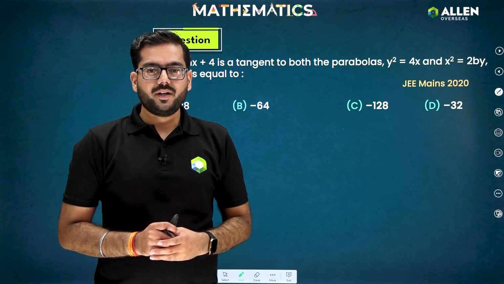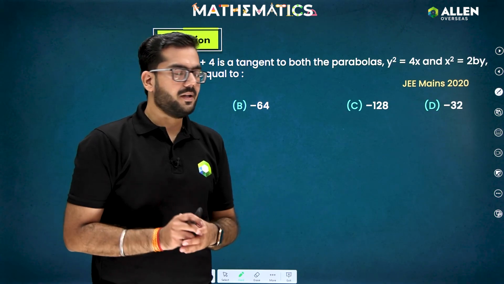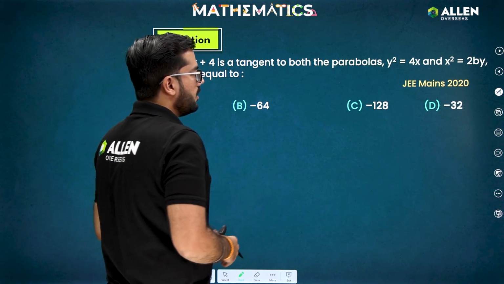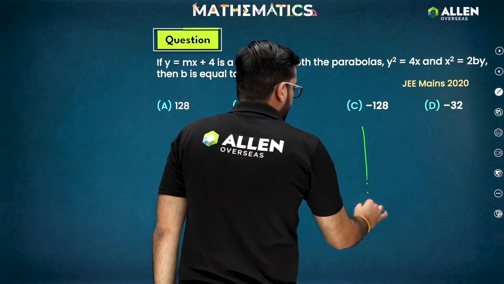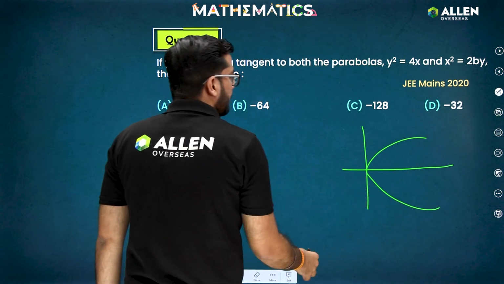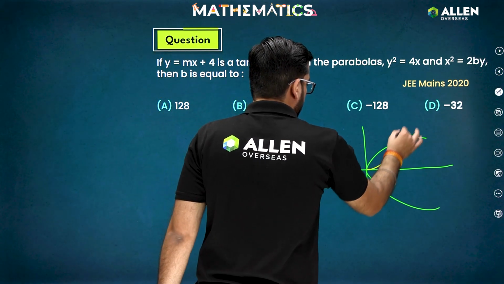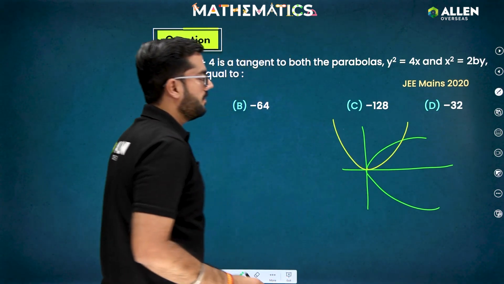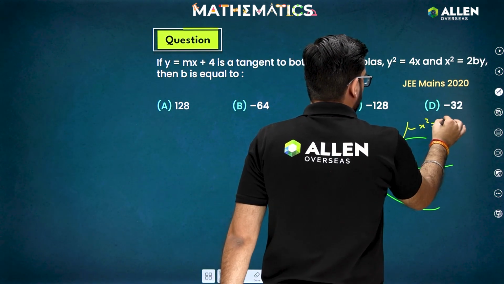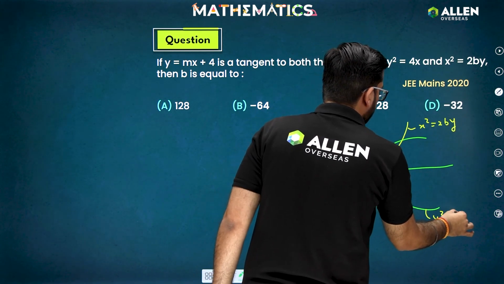This is from 2020 JEE Mains. So what would be the process? The process is simple. I have two parabolas, y square is equal to 4x and x square is equal to 2by. So let's say y square is equal to 4x we have like in this way, and x square is equal to 2by we have like in this way, right?